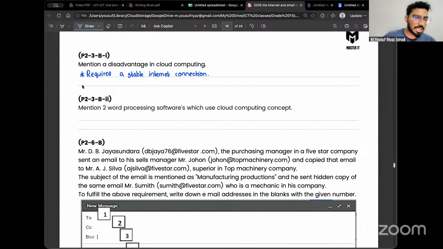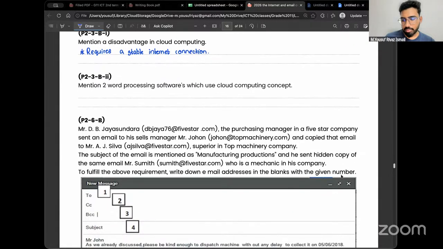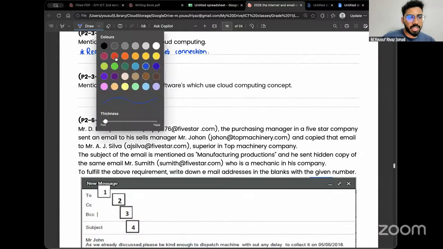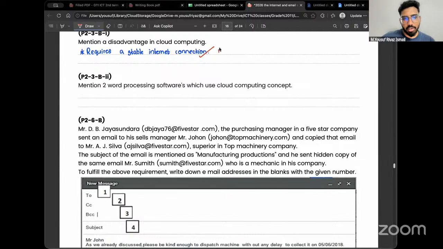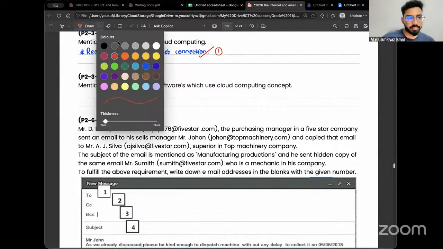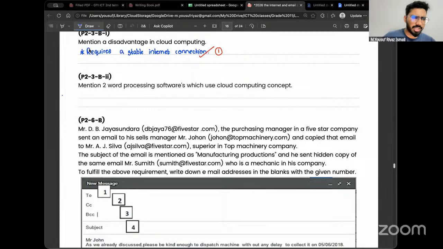So you can mention that answer, but I would not recommend it as a main answer. The main answer I would ask you to give is the internet connection. Possibility of data getting stolen, correct. Unable to access without internet connection, correct. So if you mention anything regarding the internet connection, you mark your answer correct, put 1 mark there. Even if you mention the hacking part, it's fine, but keep that as a secondary answer always.